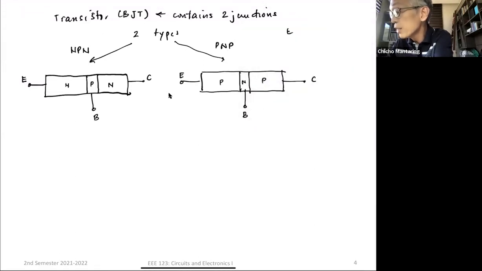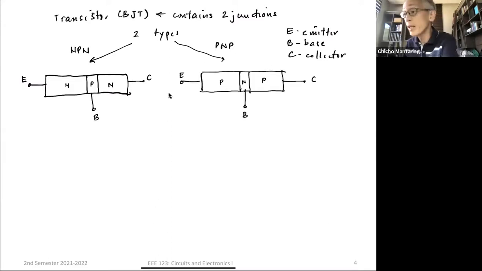E stands for emitter. B stands for base, and C stands for collector. Emitter, base, collector.